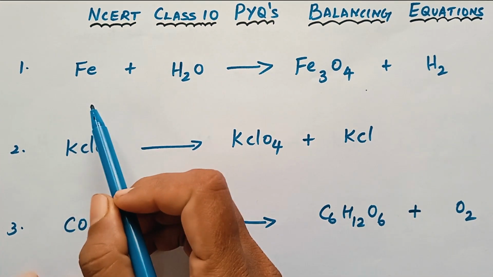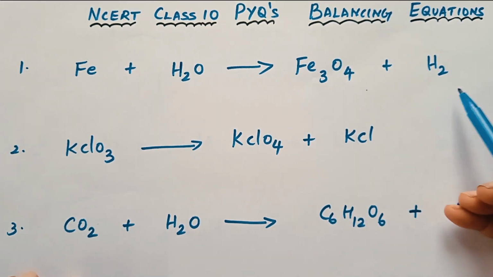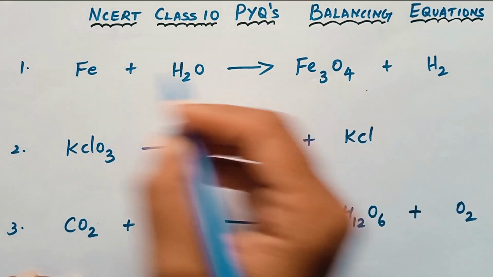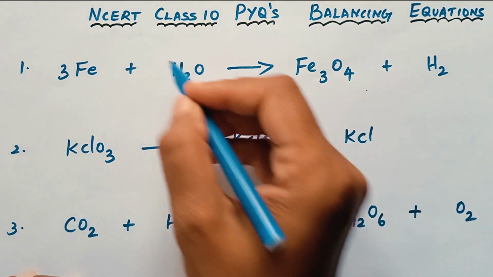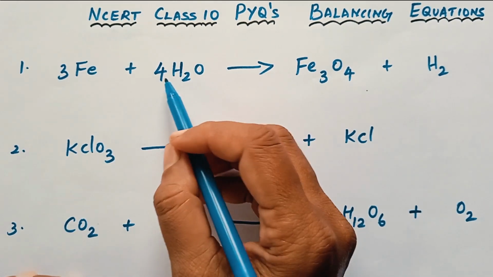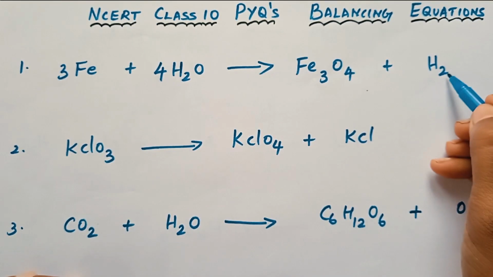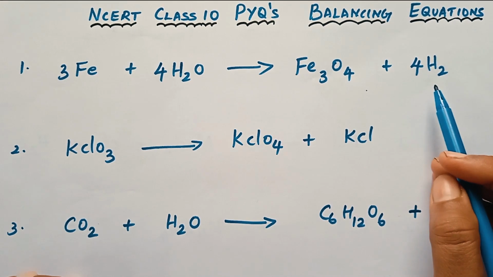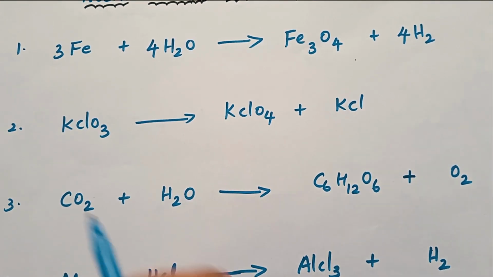Okay, the first equation is Fe plus H2O gives Fe3O4 plus H2. First we see for iron, it is 3 in the product side, so write here 3. And for oxygen it is 4, here it is only 1, so we'll write 4 here. If you put 4 here, the hydrogen will become 4 into 2, 8 times. So here it is only 2, so write here 4, 4 2s are 8. Now the above equation is balanced. We will see the next equation.